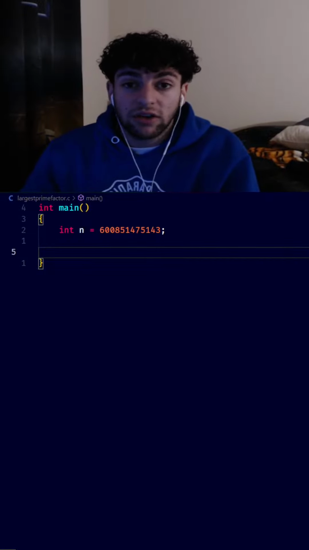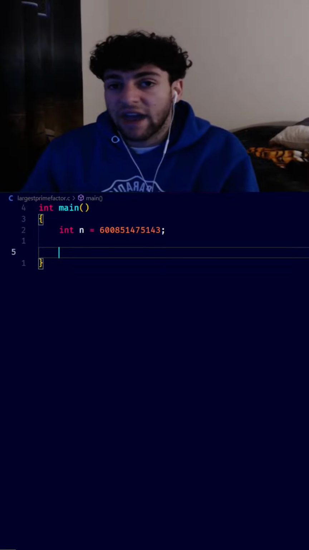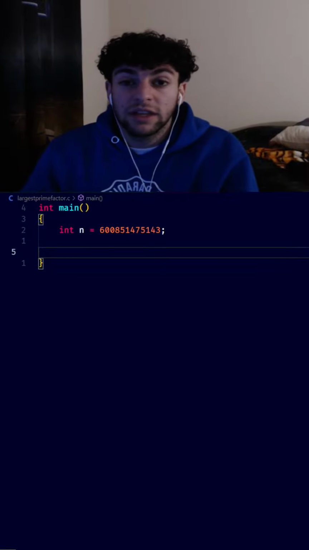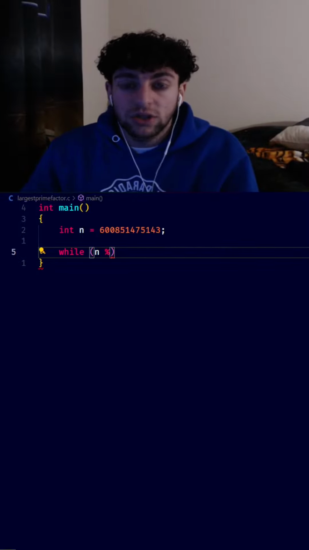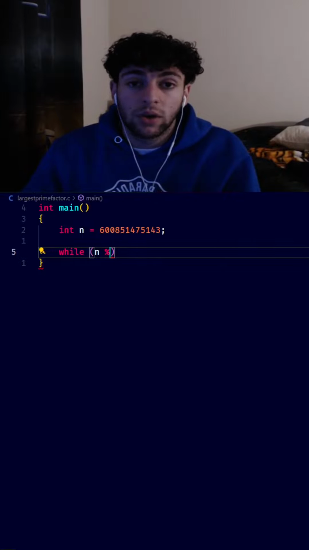And we're going to start this algorithm by using a while loop to check if n is divisible by 2 and repeatedly dividing it by 2 until it is no longer divisible by 2. And to do so, we're going to check if n is divisible by 2 using the modulo operator. And if you don't know what the modulo operator is, please ChatGPT it.